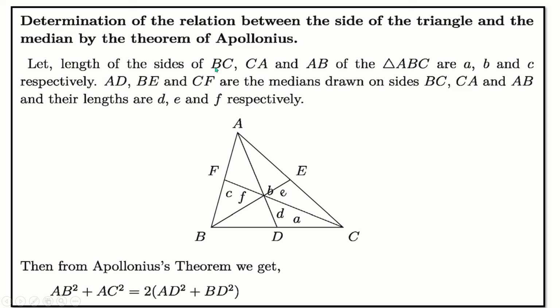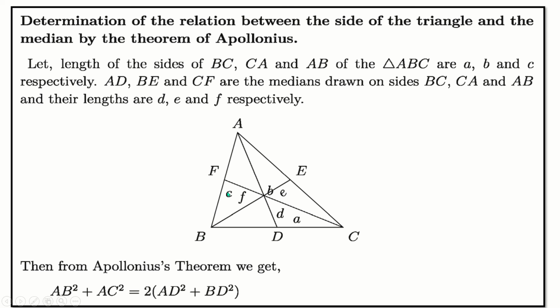Here the lengths of the sides BC, CA, AB of the triangle ABC are a, b, c respectively, and AD, BE and CF are the medians drawn on sides BC, CA and AB. Their lengths are d, e and f. That means this measurement d, this measurement e and this measurement f. And a is BC, b is AC and c is AB.